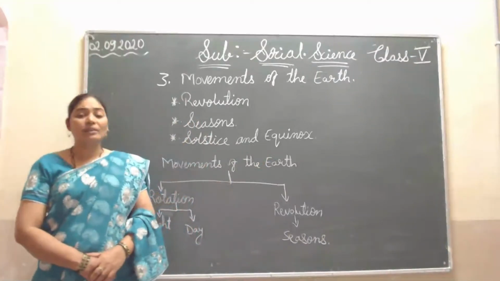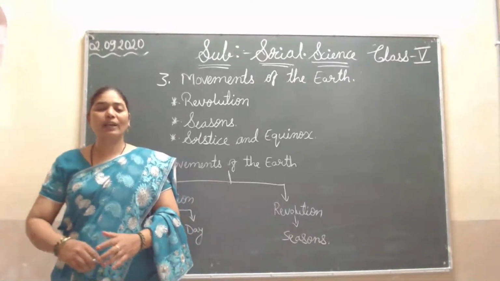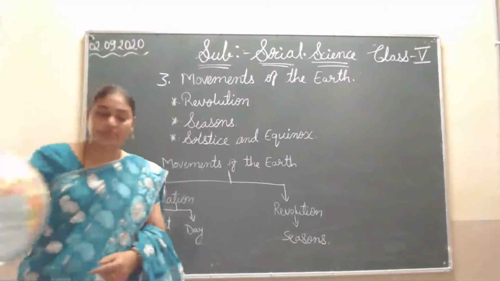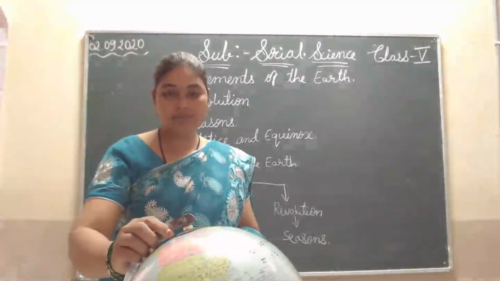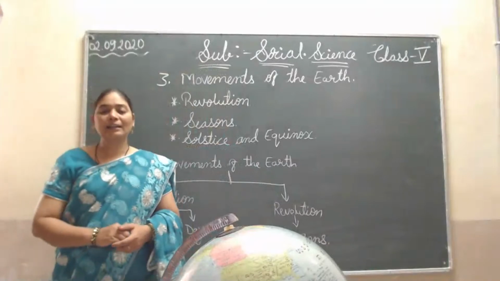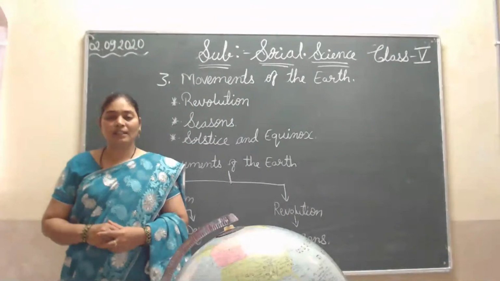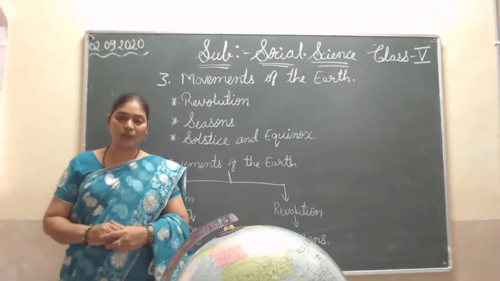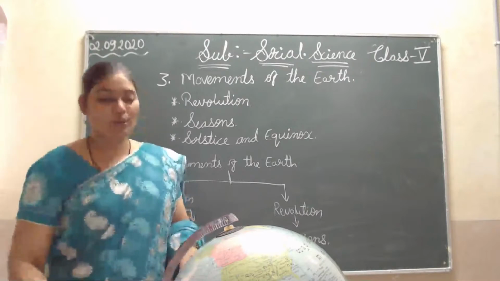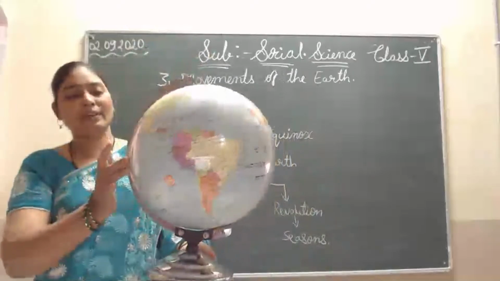Now, in the previous class I explained about the rotation of the Earth. I am repeating that one more time. Here, this is the globe. The Earth moves in two different ways. In the previous class I told you, in two ways. How is it? I will show you. Here, this is the globe.